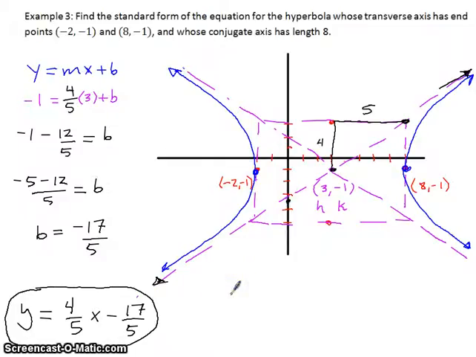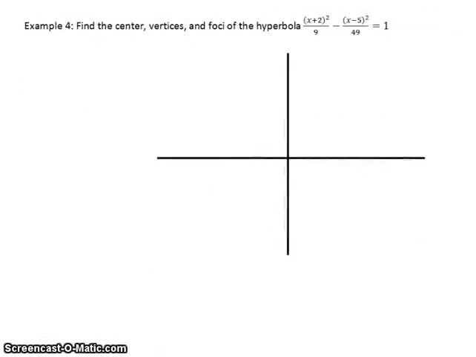Okay, let's finish up with this last problem here. We want to find the center, the vertices, and the foci of the hyperbola. Let's start off with the center, HK. So we take the opposite of the 2. We got a -2 and then a +5. And then we have a squared is over the x squared. So that means a squared is 9. And we have the b squared is equal to 49.